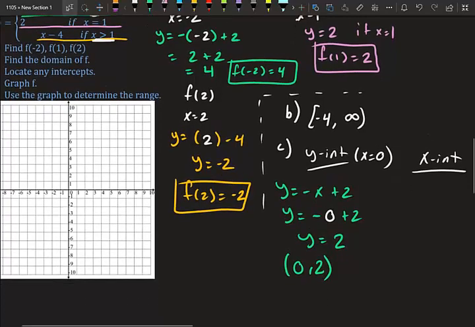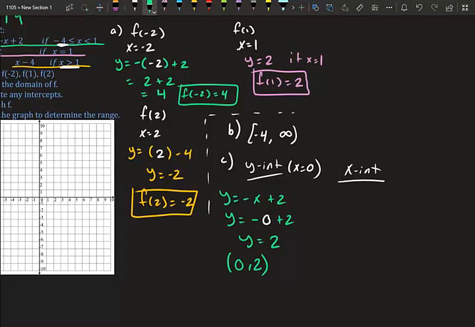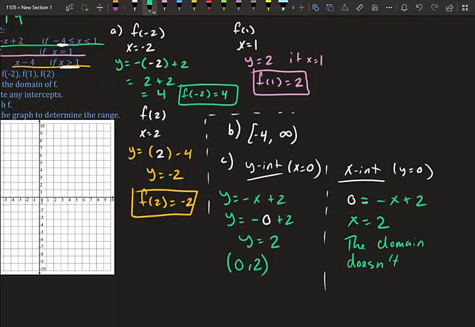Now we do our x-intercepts. For x-intercepts, we have to test every equation. So let's test our top one. Remember, that's where we make y equal 0. So we have 0 equals negative x plus 2, so x equals 2. Does that fit in the domain? If I put 2 right here, is 2 less than 1? No. So the domain doesn't support x equals 2. So that doesn't count.